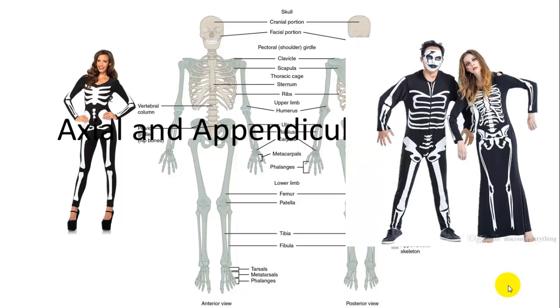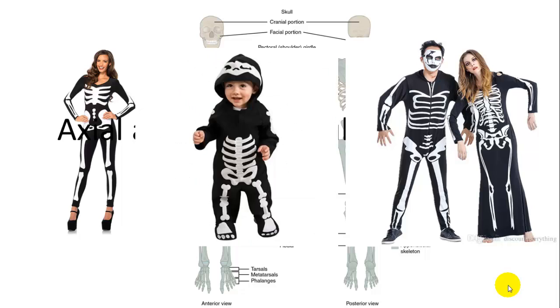For example, this couple here have some of the parts, but I'm pretty sure those ribs are missing a sternum for that guy. And of course, this is cute, but clearly not a functional skeleton.